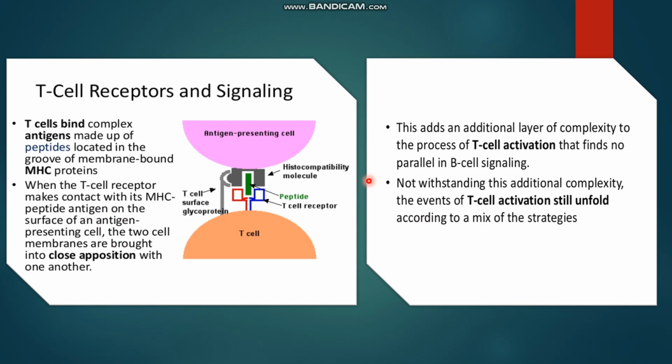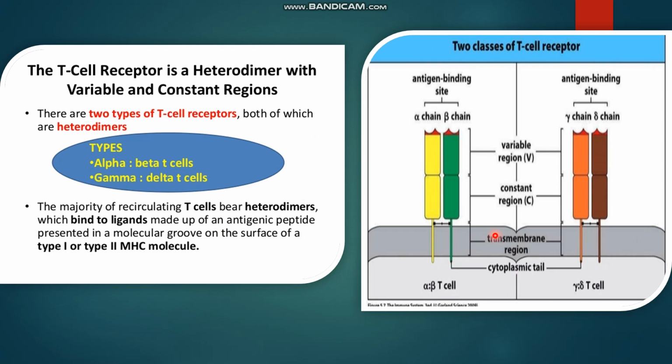Now, T cell receptor and its signaling. The T cell binds to a complex of antigen peptide located in a groove of membrane-bound MHC protein, where the T cell receptor makes contact with the MHC peptide antigen on the surface of the antigen presenting cell. The two cell membranes are brought into close opposition with one another. This adds an additional layer of complexity to the process of T cell activation, with no parallel in B cell signaling. Notwithstanding the additional complexity, the events of T cell activation still unfold according to the same strategy.